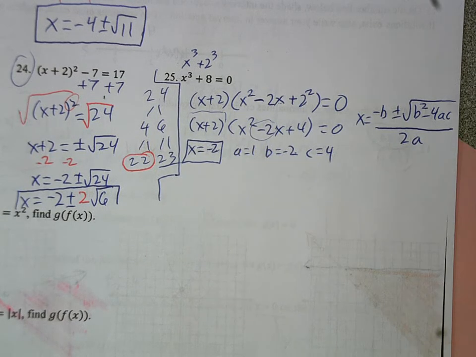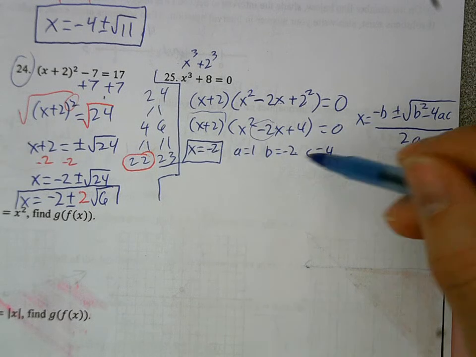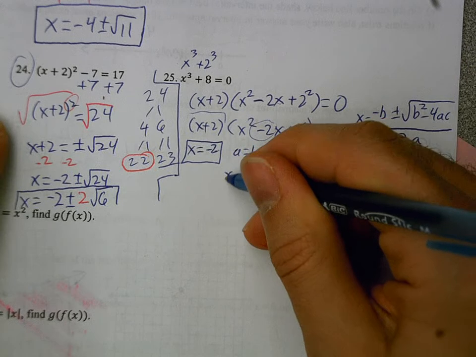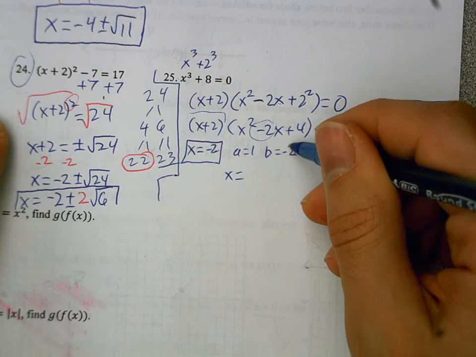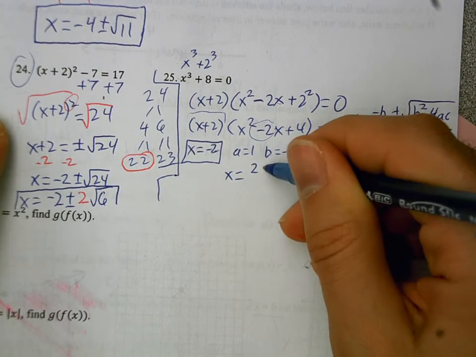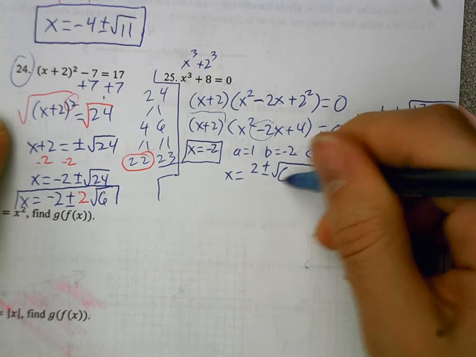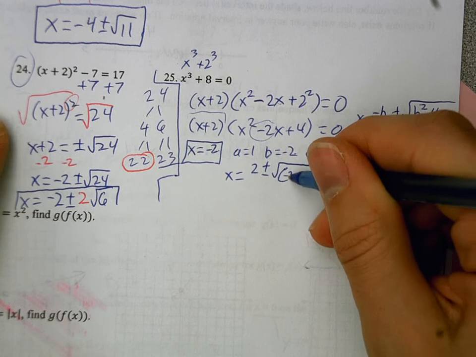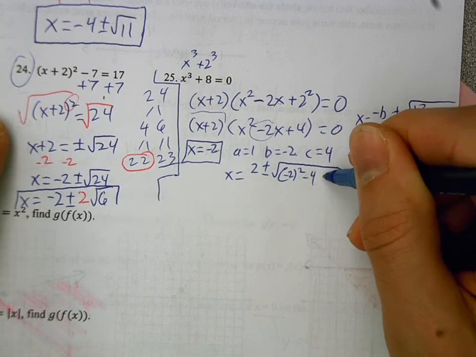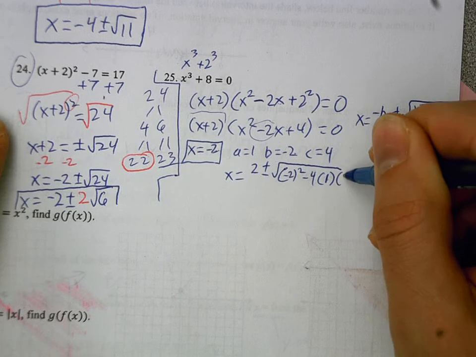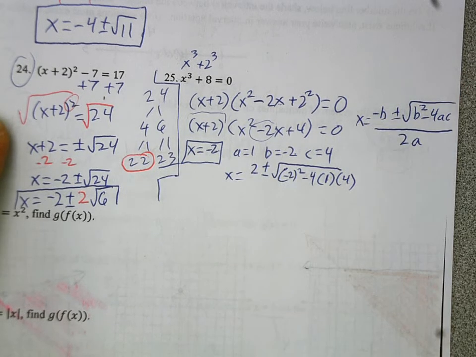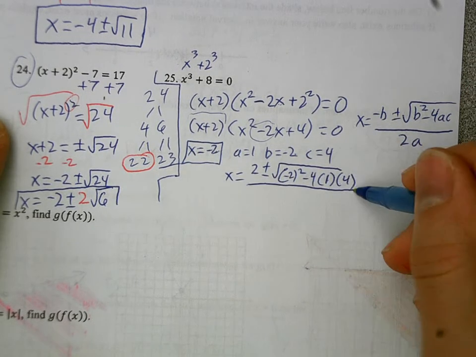So now, I can take this, plug in a, b, and c. So x equals minus b, so negative, negative 2 is positive 2, plus or minus the square root of b squared, so negative 2 squared, minus 4 times a times c, all divided by 2 times a.